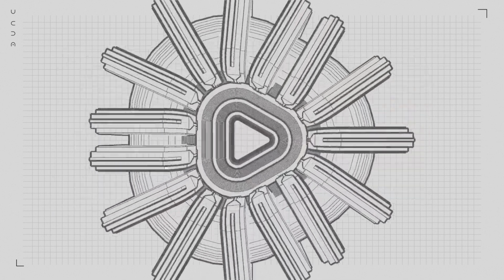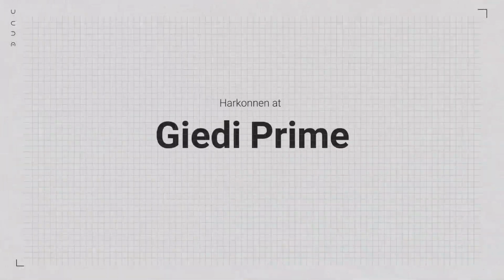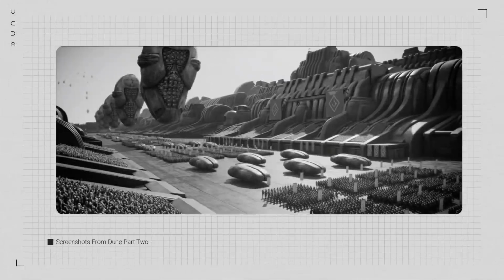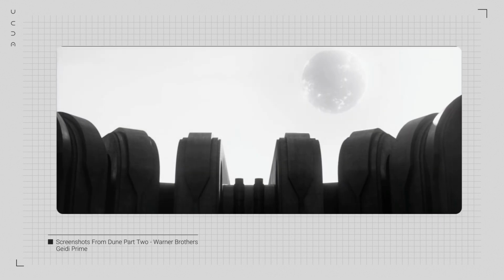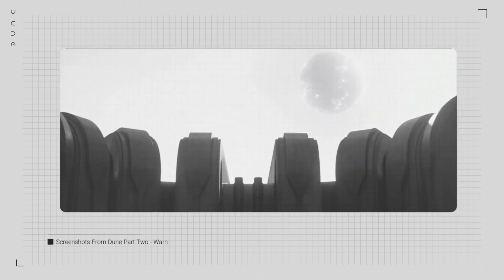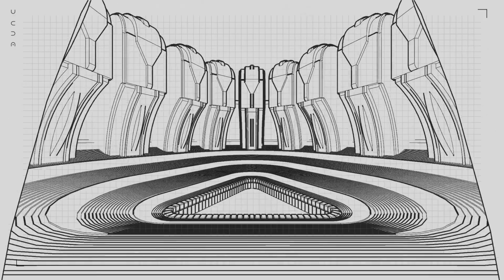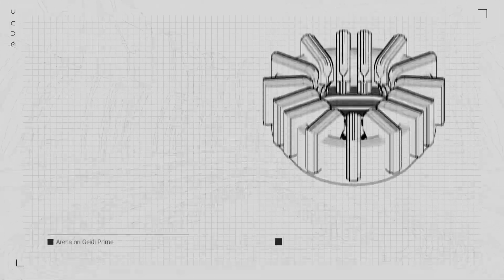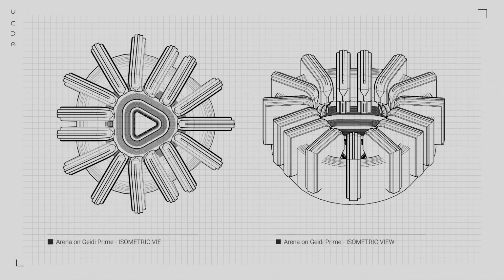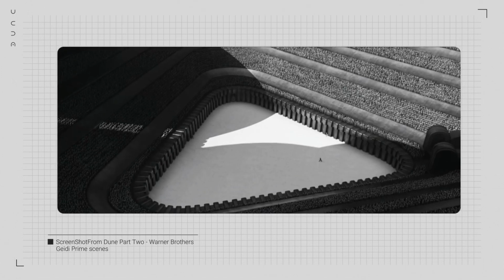Next, we travel to Giedi Prime, the home of House Harkonnen, where the architecture takes on an even more nightmarish scale. Here, the designs are harsh and industrial, with structures so massive they dwarf the people within them. The curved, rib-like formations inside these buildings give the unsettling impression of being inside a living, breathing machine. This is a world where architecture reflects the cruelty and control of its rulers, a place designed to make you feel small and powerless.